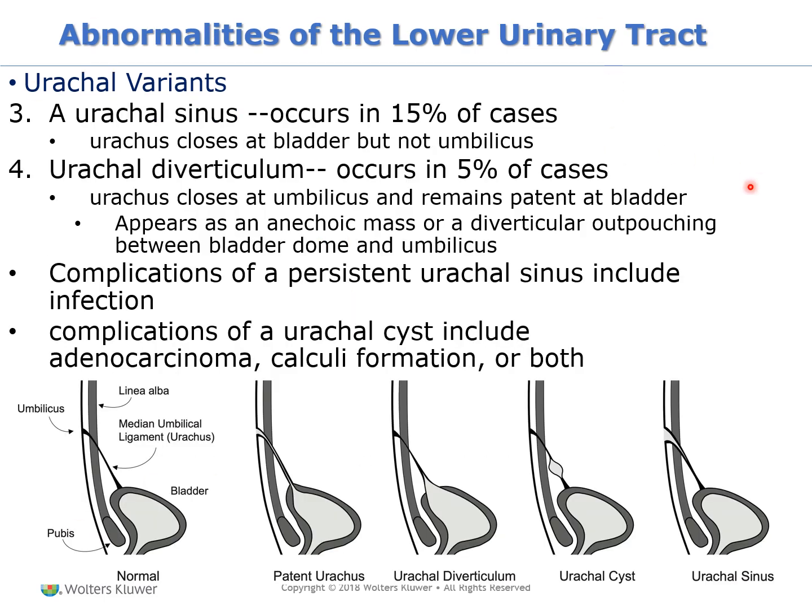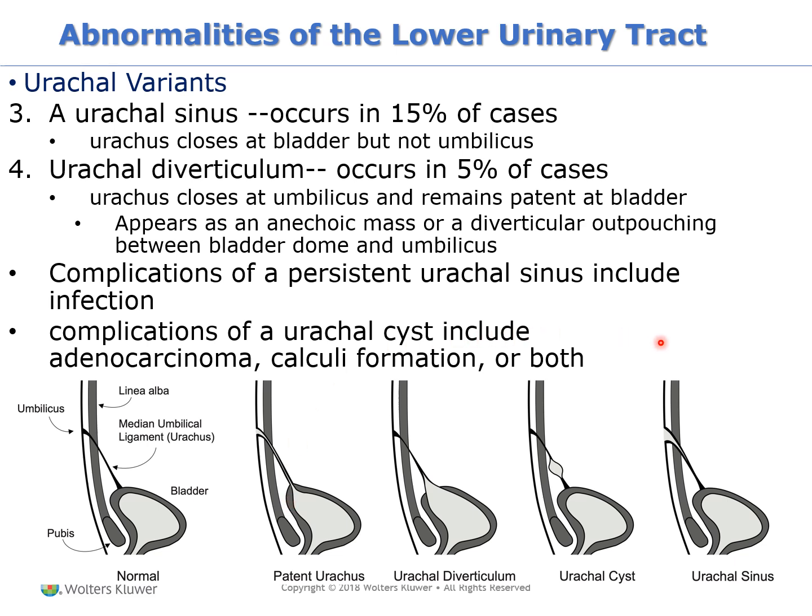Then we have the urachal sinus, and this is in about 15% of cases. This is where the urachus closes at the bladder, but not at the umbilicus. So with this one, they shouldn't really have a lot of loss of urine exiting their belly button, but you might see that there is some abnormality along this urachal ligament.